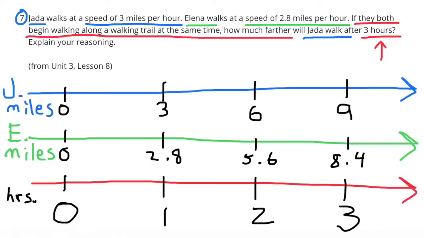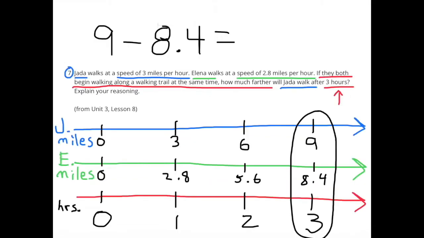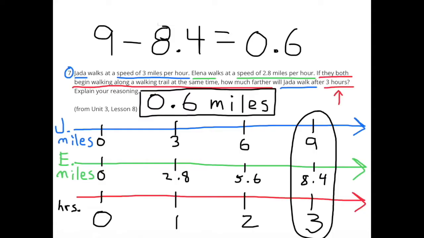Since Jada walks at a speed of 3 miles an hour, we'll count by 3. 0, 3, 6, 9. After 3 hours, Jada walked 9 miles and Elena walked 8 4/10 miles. 9 miles minus 8 4/10 miles equals 6/10 of a mile. After 3 hours, Jada walked 6/10 of a mile further than Elena.